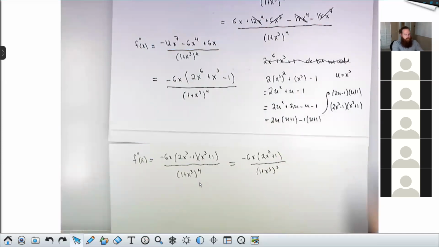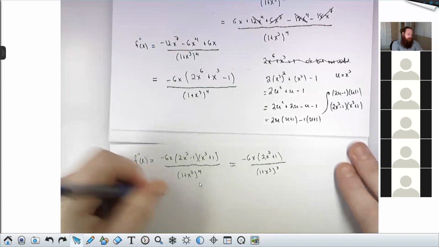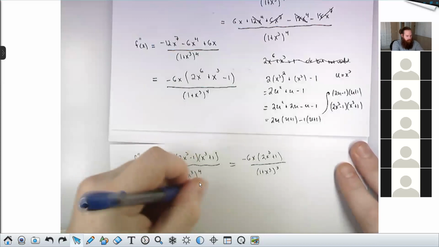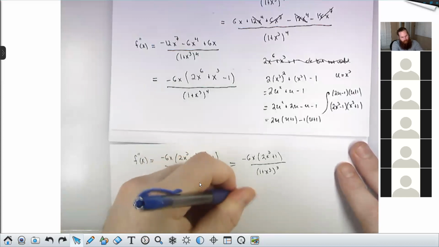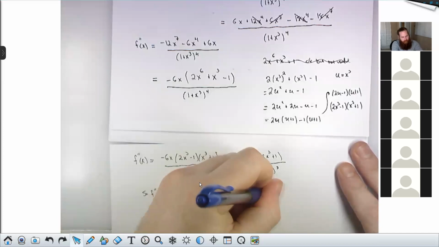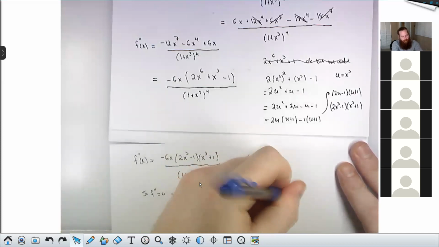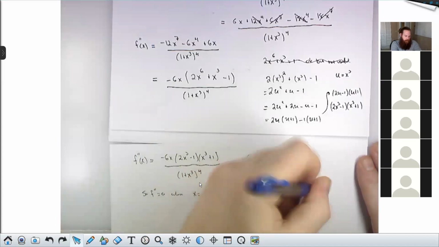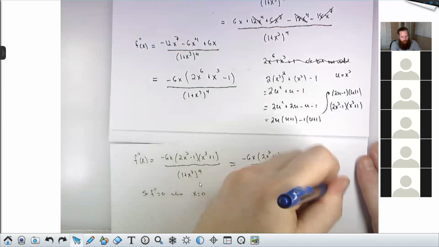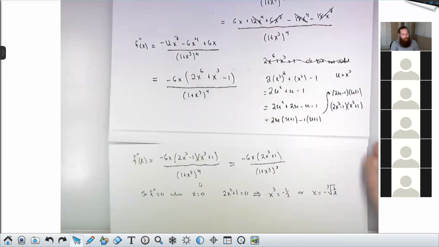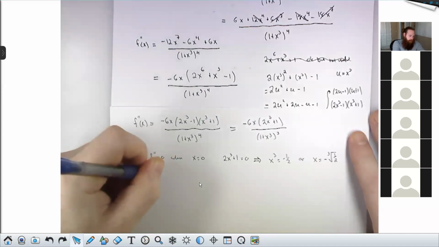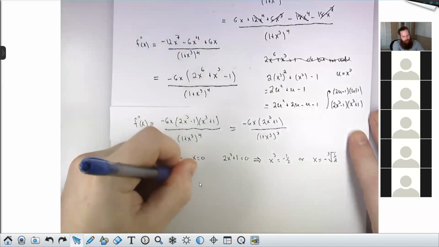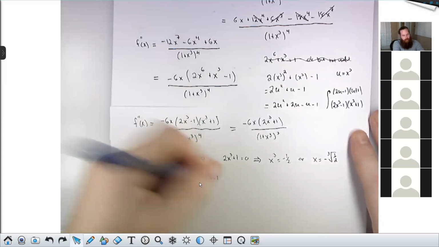So now I set the top and bottom equal to 0, so f double prime equals 0 when, let's see, -6x equals 0, that means x is 0. Or when 2x cubed plus 1 equals 0, that's the same as saying x cubed equals -1/2, or x is the cube root. So negative can pop out, cube root of 1/2, like this. So these are the numbers that I'm going to put on my number line for f double prime. It's also undefined when the bottom is equal to 0, that's when x is equal to -1.